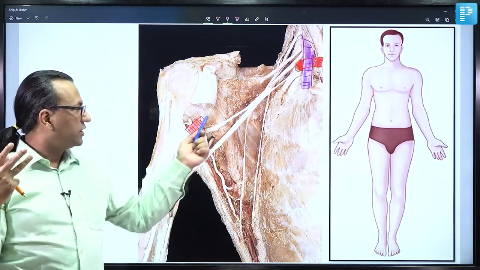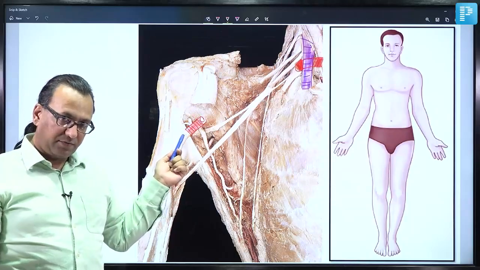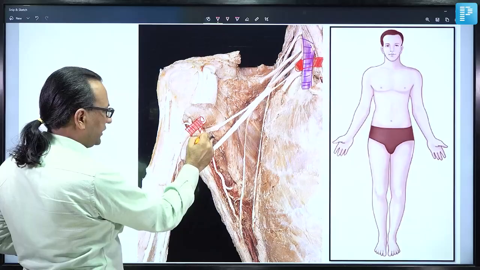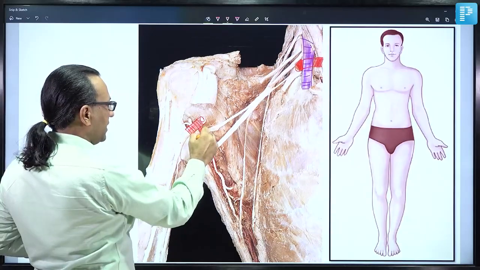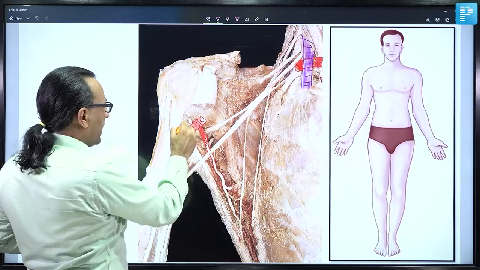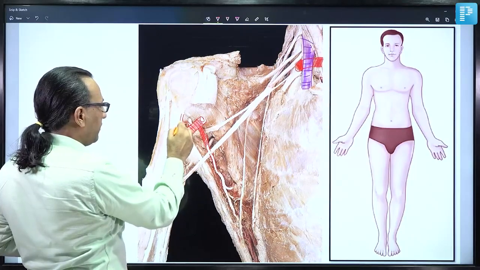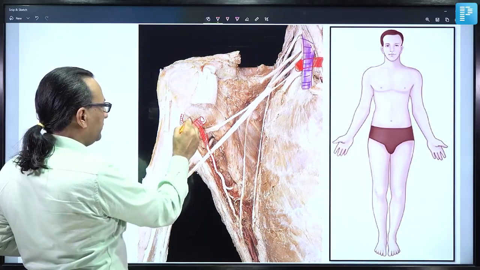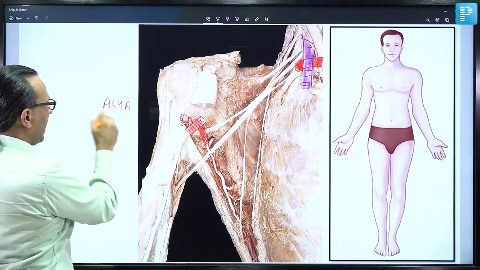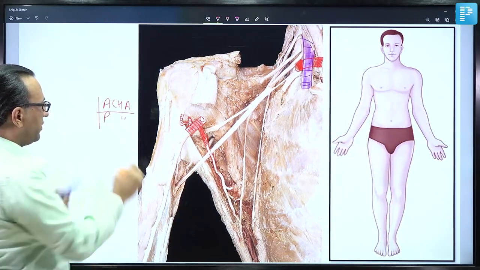Which 3 branches will the third part of the axillary artery give? You see, one of the branches is going under the scapula, so it is called the subscapular artery. And what about the other 2 branches? There is one going anterior and another one going posterior to the humerus. So they are called the anterior circumflex humeral artery and the posterior circumflex humeral artery.